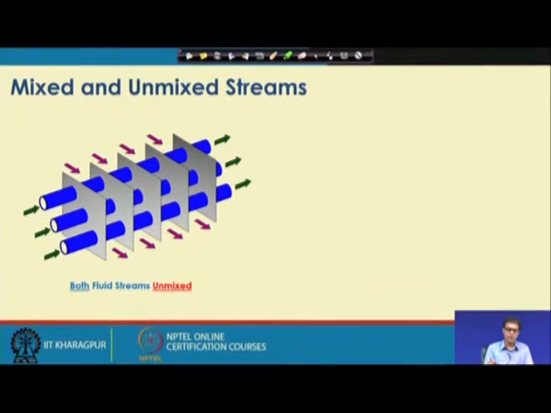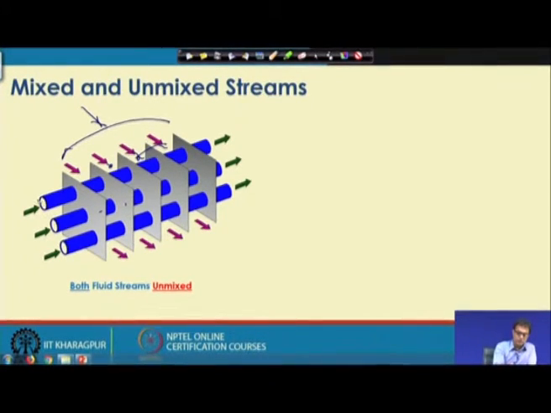So, in the mixed and unmixed stream fluid, we find that in this configuration we are saying that both the fluid streams are unmixed. Here we have a finned tube heat exchanger where the tubes are separated, this fluid stream is coming from a particular pipe getting distributed to different sides. So, this is not mixing with this fluid or this fluid is not mixing with this fluid. So, they are separated by these fins.